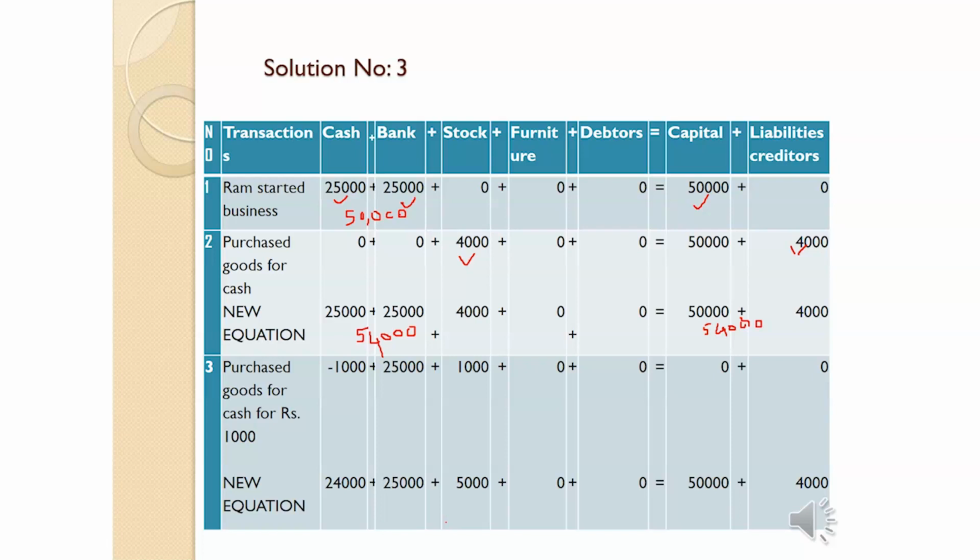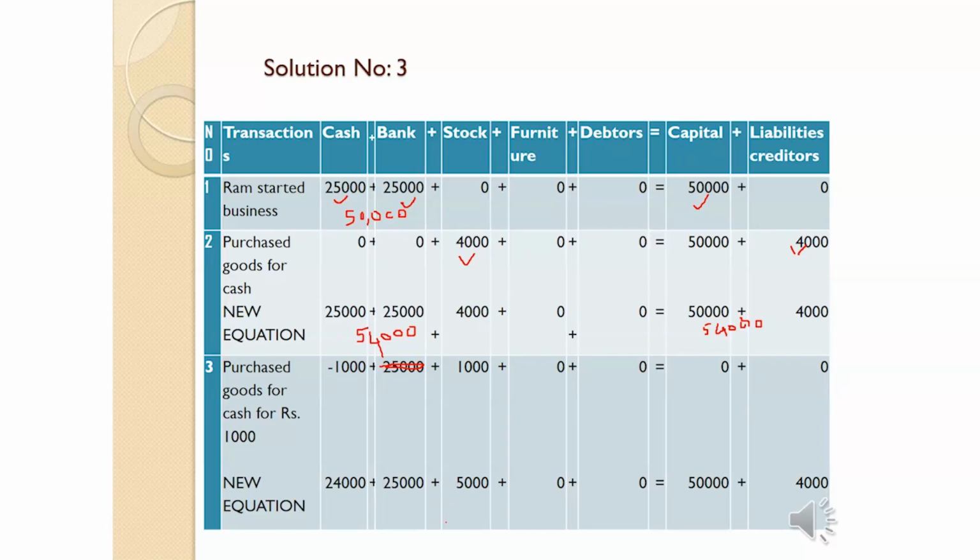Cash value decreases by 1,000 rupees. Here there are no transactions. So 25,000 minus 1,000 is 24,000. Already we have 25,000 at the bank. So here 25,000, and creditors 4,000. Stock value was already 4,000, plus 1,000, is 5,000. Capital amount is 50,000. Here there is no effect on the liabilities.